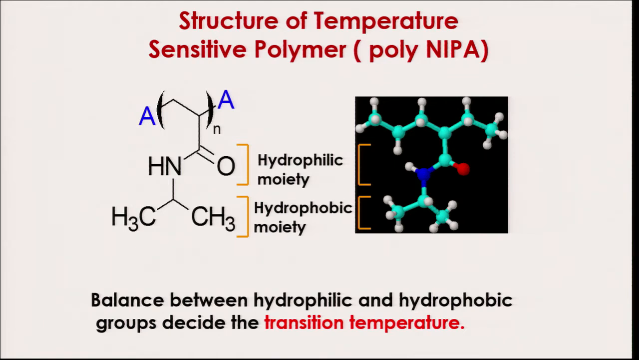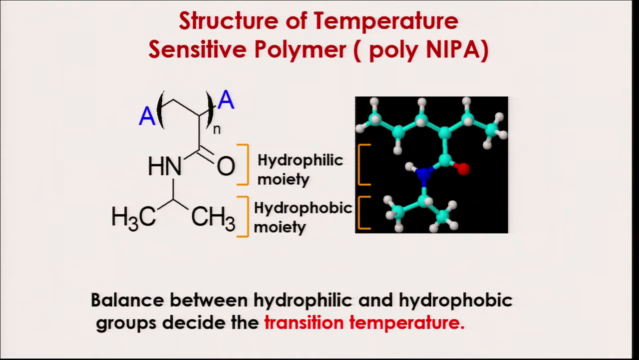So, it is actually the balance between the hydrophilic and the hydrophobic groups that decides the transition temperature of the polymer. NIPAM has a transition temperature of 34 degrees. That means, at 34 degrees these hydrophilic and hydrophobic interactions balance. At temperatures lower than 34 degrees, hydrophilic interactions are more dominant.